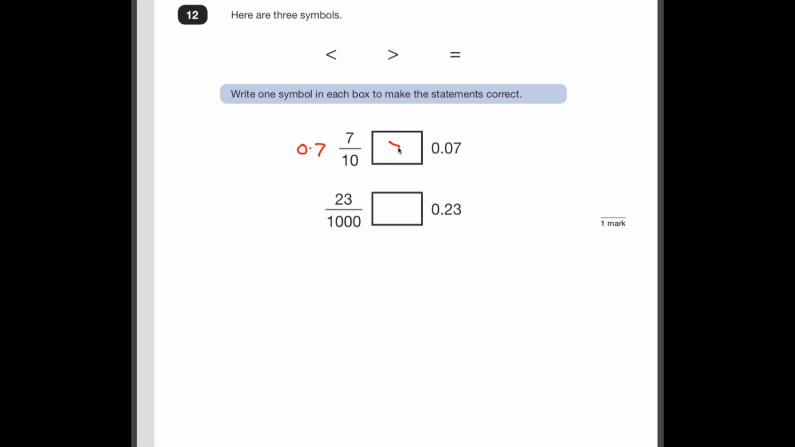The big bit of the symbol, this bit of the V shape here, that should be pointing towards the bigger number. So that's the correct answer for this one.